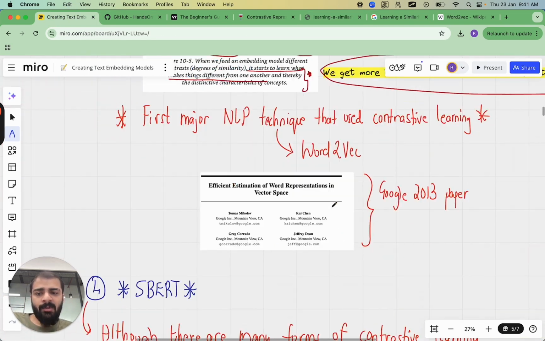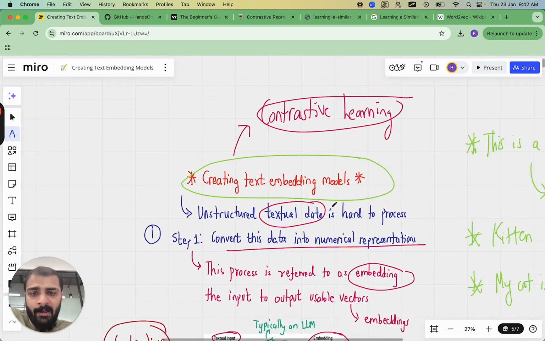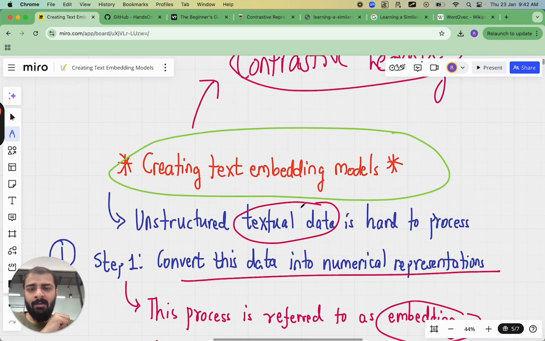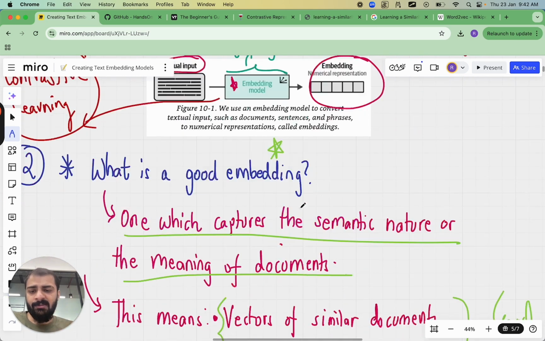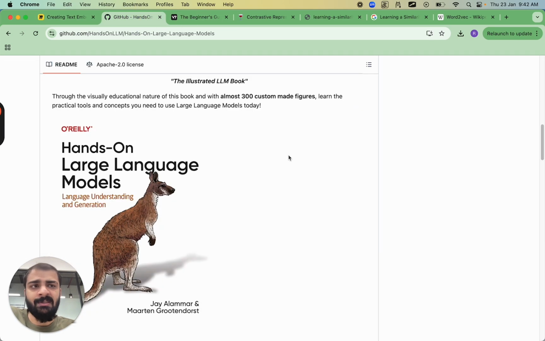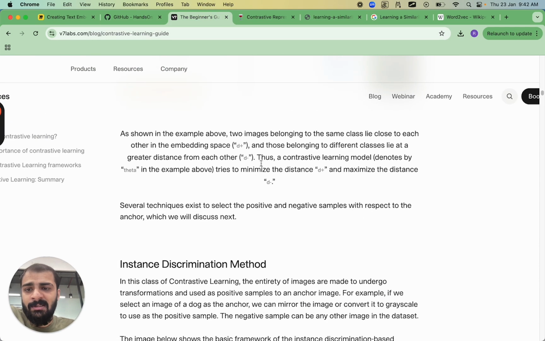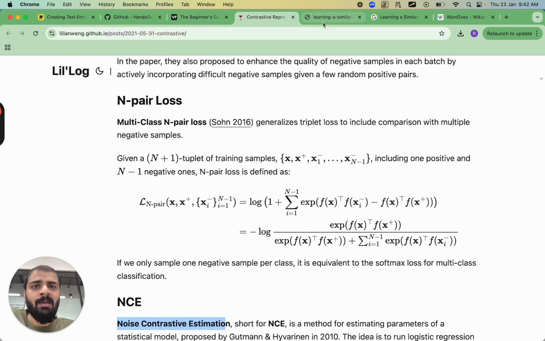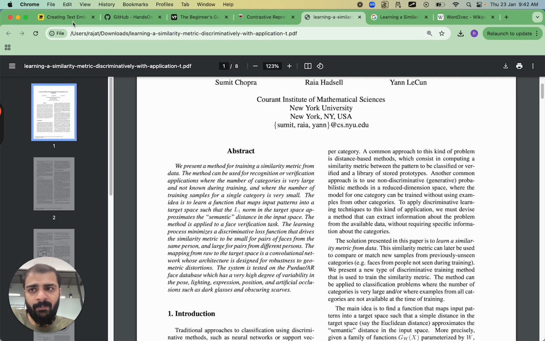Okay, so this brings us to the end of today's lecture, where we learnt about contrastive learning, and that can be a very useful and an important technique to create text embedding models. There were several references which I showed in today's lecture. The first is this hands-on large language model book and the repository. I'll share the link to that. The second is this blog on contrastive learning. These two blogs actually, I'll share those as well. And finally, this paper which was introduced in 2005.